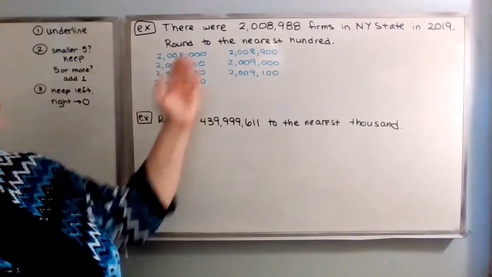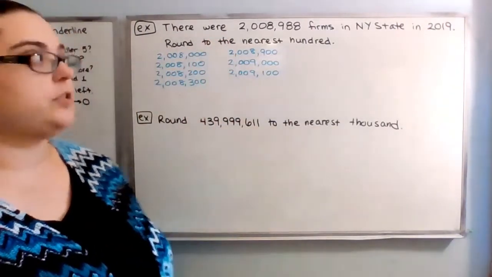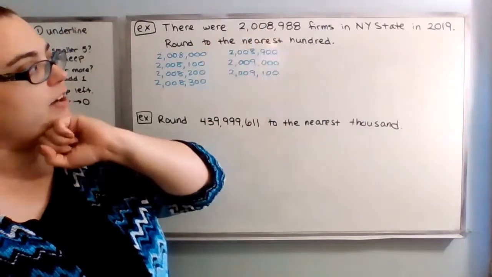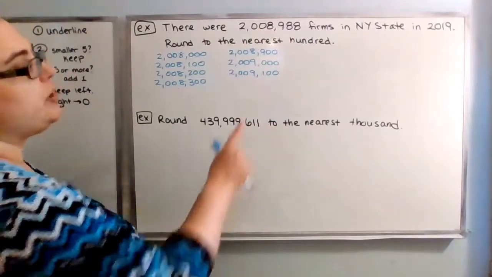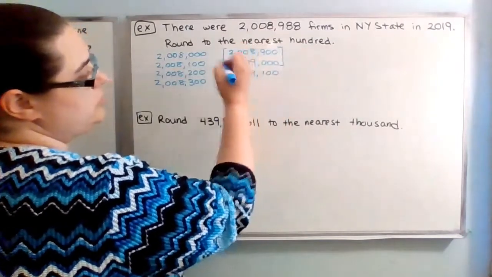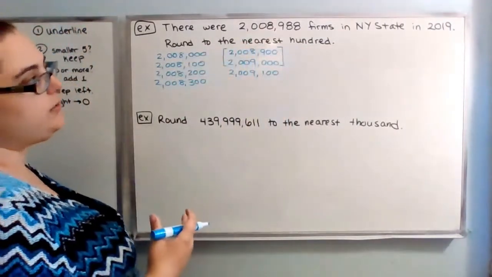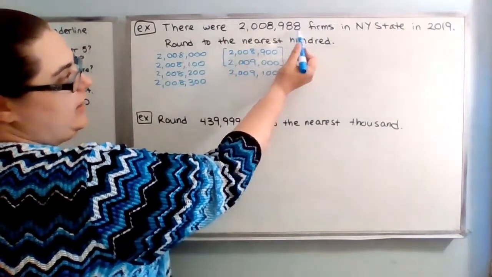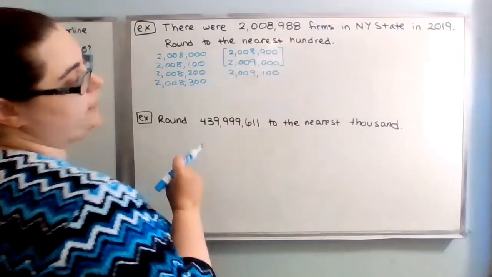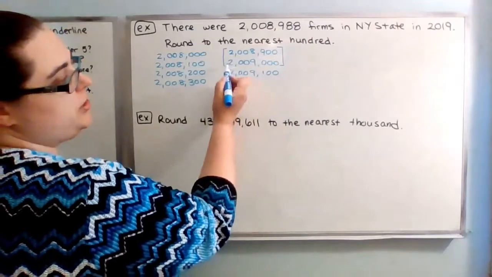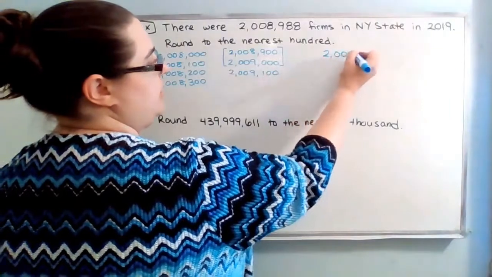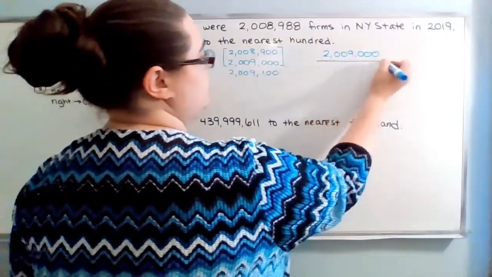Okay, so these are the types of numbers, the nice numbers that we're going to be rounding to. So since I have 2,008,988, I'm 900 and a little bit, which means I'm going to be 900 on the lower end or 2,009,000 on the higher end. 88 is more than half of 100, right? Half of 100 is 50. So because this is more than half of 100, that means I'm going to end up being closer to this bigger number here. So to the nearest 100, looks like we're going to get 2,009,000 for our answer.